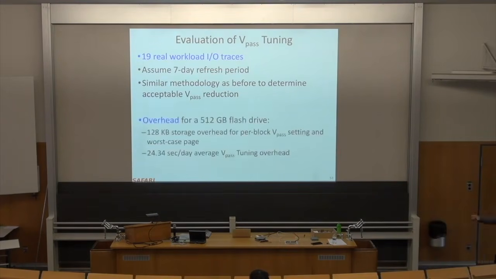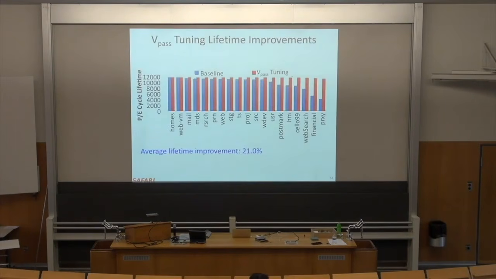Okay, so this is the overhead that you get. If you tune it every day, you basically need to spend about 24 seconds to do this VPass tuning for your drive, which may not be bad, because there are cases where your drive is idle for 24 seconds, probably. That's true even for data centers. And there's some storage overhead, of course, to keep track of setting the VPass, and you can read the paper for that. So what is the benefit of this?